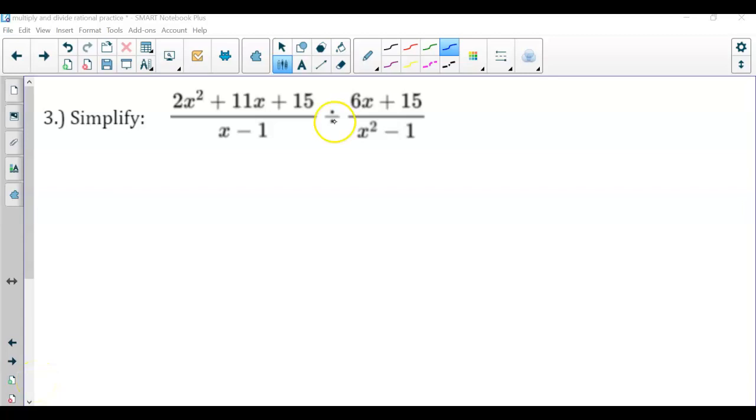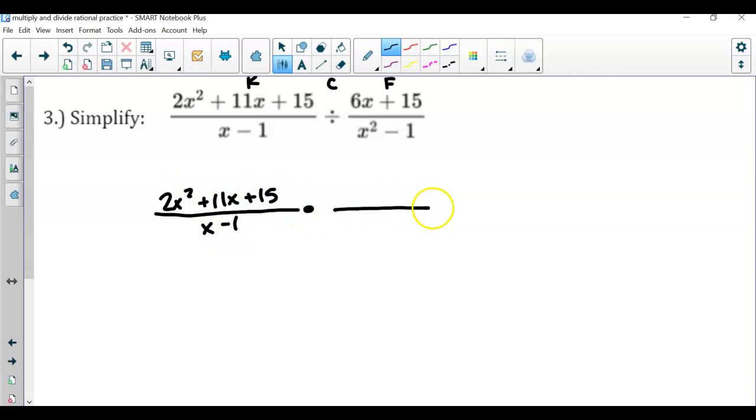In this question, we are dividing our two rational expressions. Because we're dividing, I do need to do the process of keep, change, and flip. So multiply by the reciprocal. We're going to keep that first rational expression, our 2x squared, but now multiply that by the reciprocal, flip it. So now it's x squared minus 1 over 6x plus 15. And now we can start factoring as we multiply straight across.